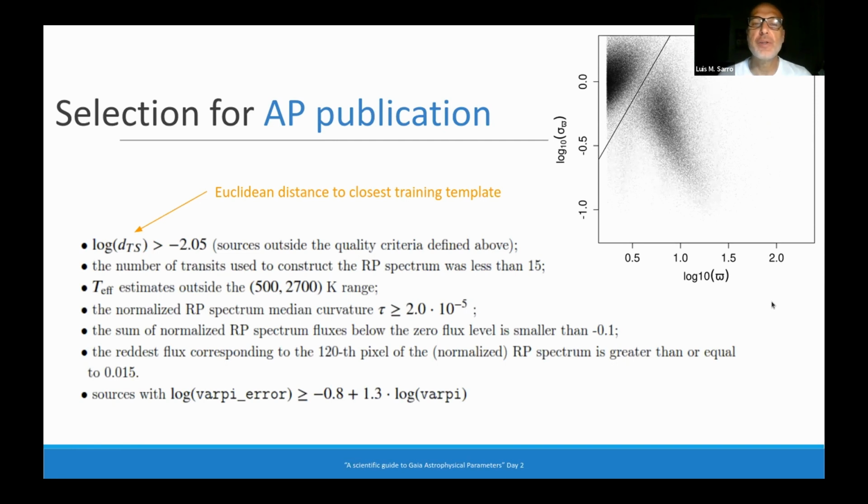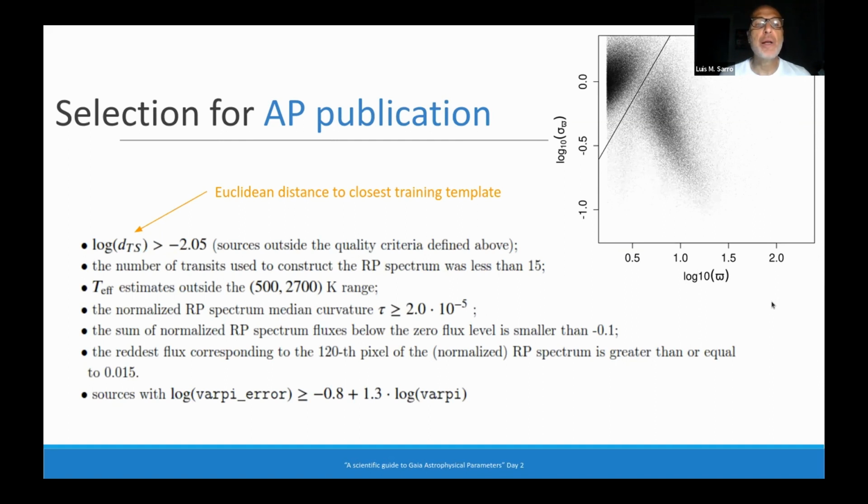So we had a set of training templates, I'll come back to this later, of real ultra-cool dwarfs observed by Gaia. These were our templates, and we required that the Euclidean distance between the spectra of a candidate and these templates was reasonably small. Also, that the number of transits used to construct the RP spectrum was less than 15, that the effective temperature produced by our module was in the range between 500 and 2700 Kelvin.